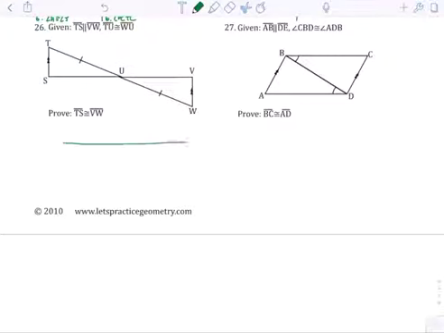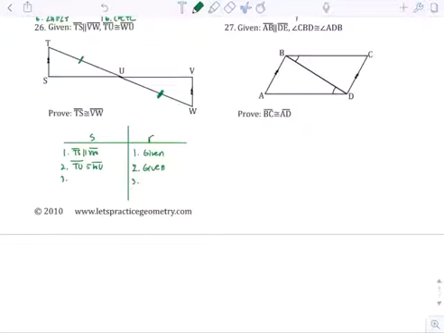Lastly, we got TS is perpendicular to VW. That is given. 2, we got TU is congruent to WU. That's also given. So we already noted that this line's congruent to that one. That's good. And now we have these parallel lines.